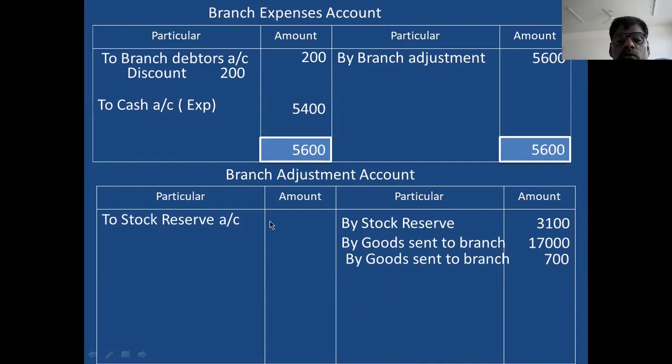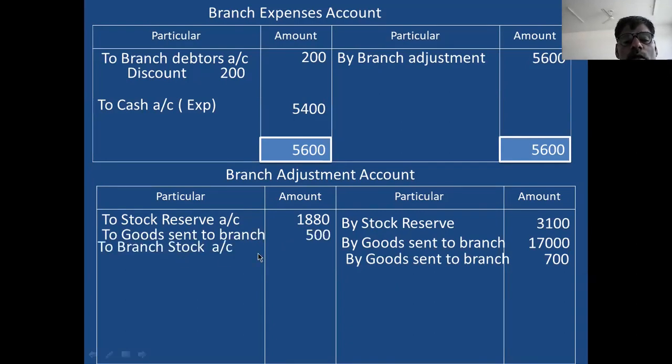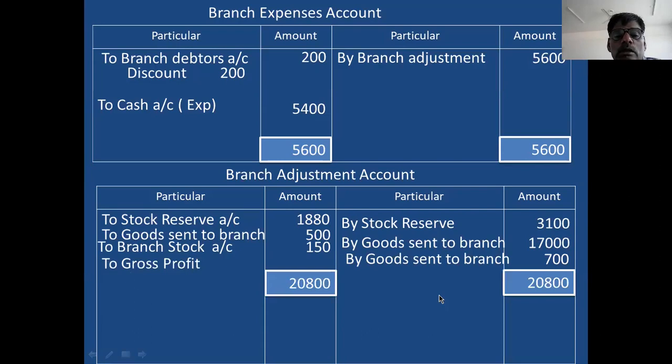Then debit side to stock reserve, loading on closing stock. Goods returned to head office, 1500 is there. You make 1/3, 500. Then branch stock account deficit, 450, 100, 150 loading. 3 items you write. Close the account, take the difference. Difference is 18,270 gross profit.